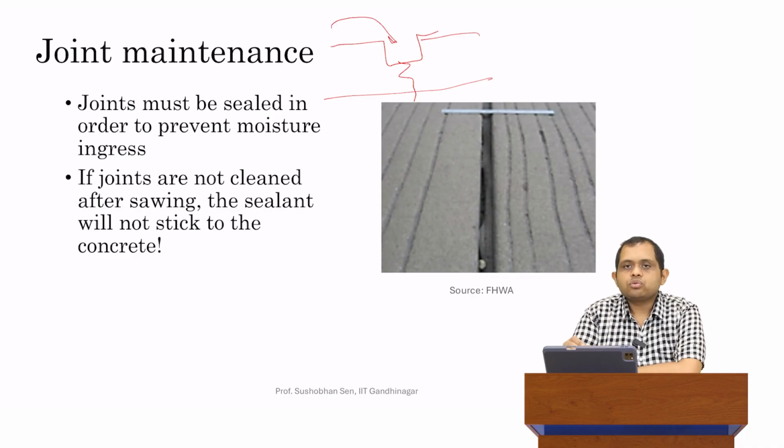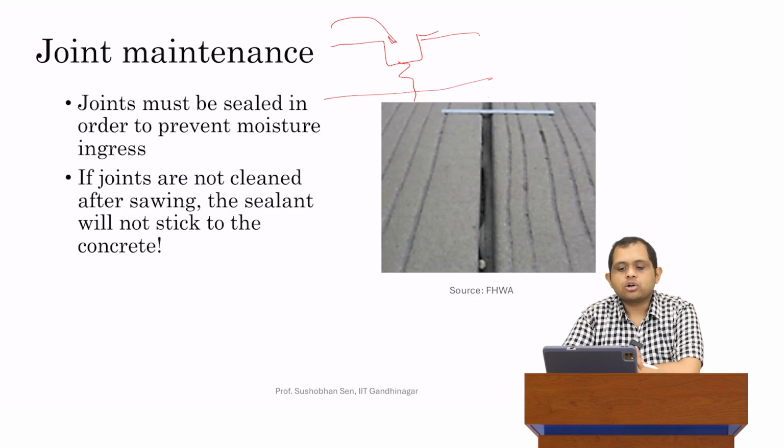If water falls through the joint, it's possible that the water will eventually seep into the base layer, and over a decent amount of time, it will also seep into the subgrade. That's going to essentially weaken our foundation layers, and over time is going to cause a variety of distresses in the concrete. So it is very, very important that we seal the joint.